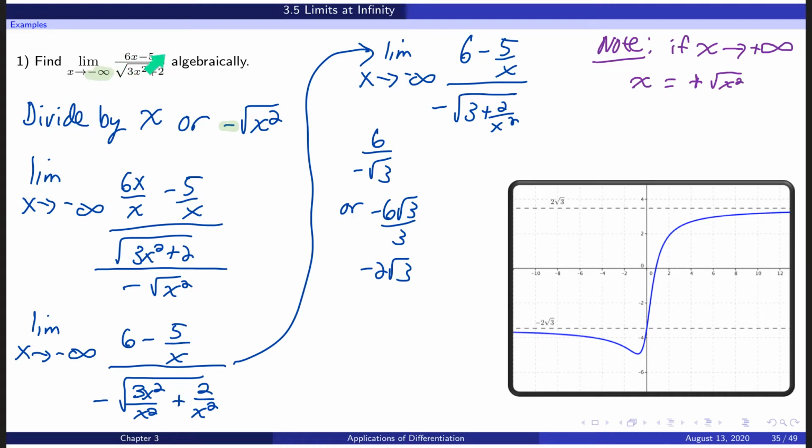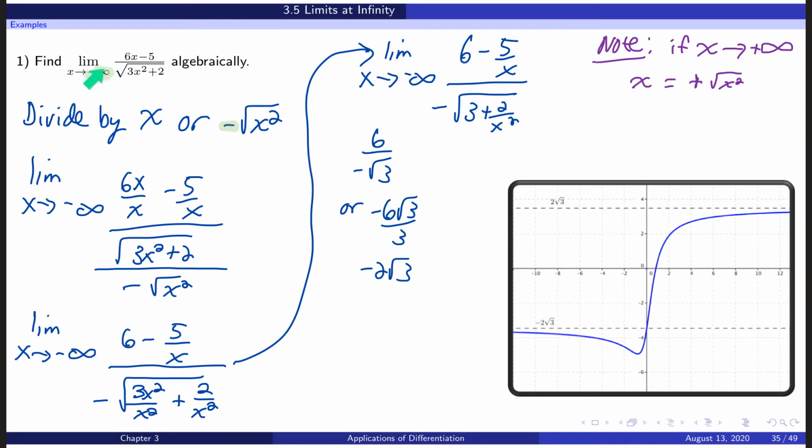Well, we're still going to divide by the largest degree, which is x, but we're going to have x look like two different forms. In the top, we're going to divide by x, so 6x over x and negative 5 over x. And in the bottom, we're going to divide by the square root of x squared. That way we can bring this x squared inside the square root function. But it has to be negative because the question says our x's are approaching negative infinity.